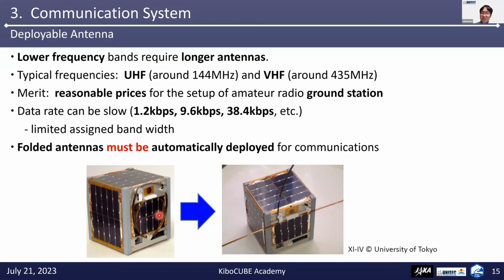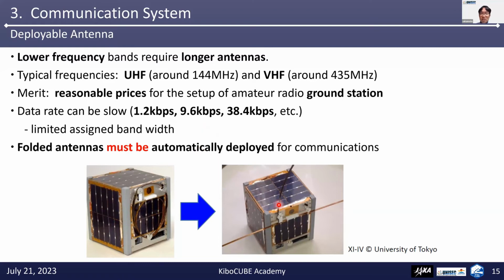But the demerit is the slow data speed, such as 1 kbps or 10 kbps. One reason for the speed limit is the limited assigned bandwidth. It is very squeezed and a lot of users are using the signals.